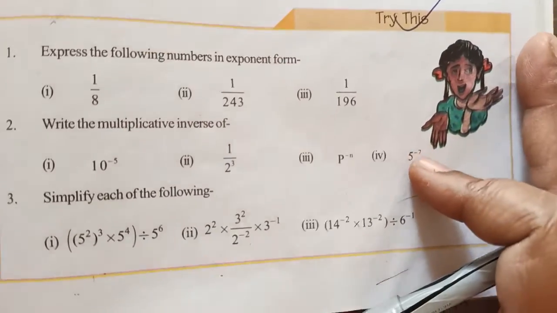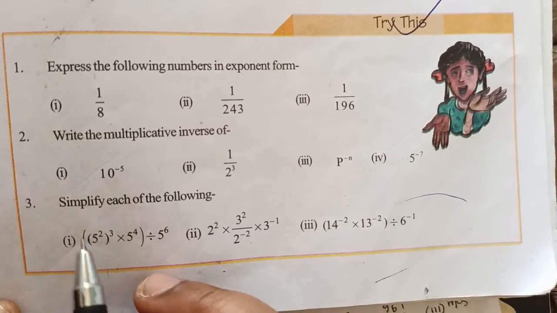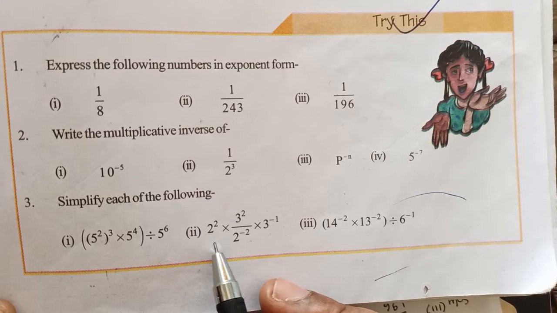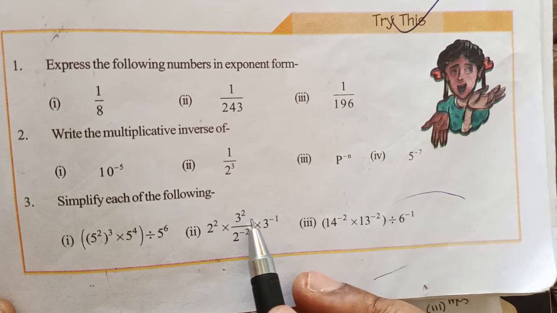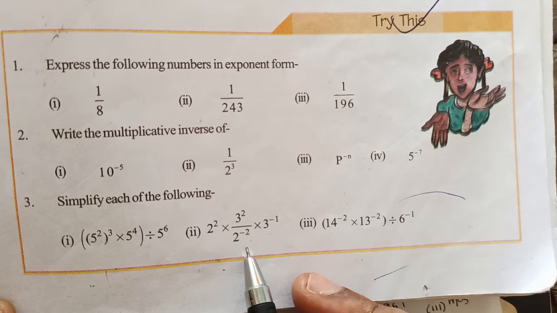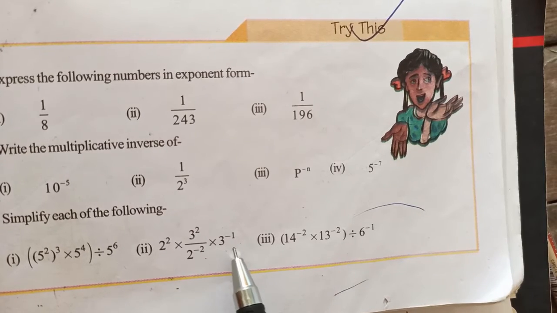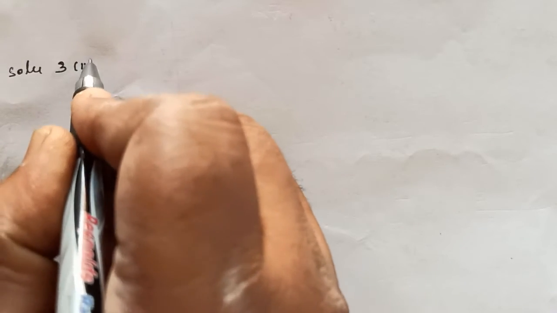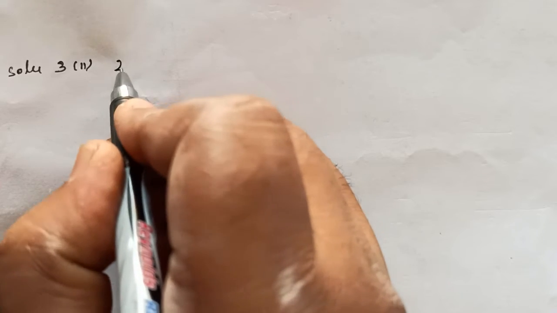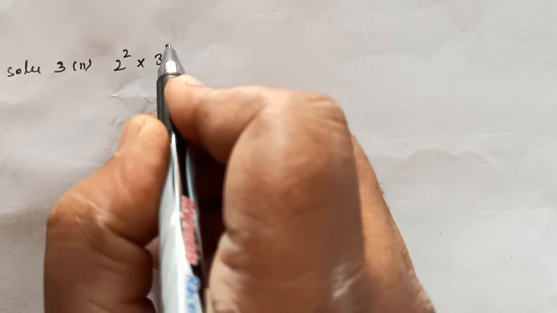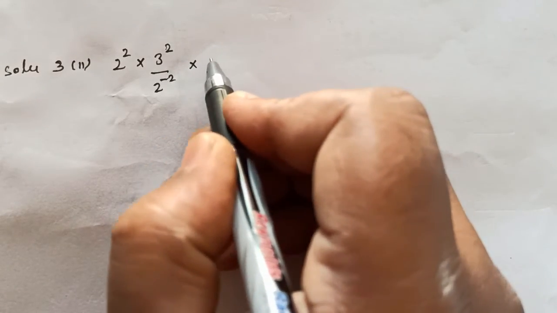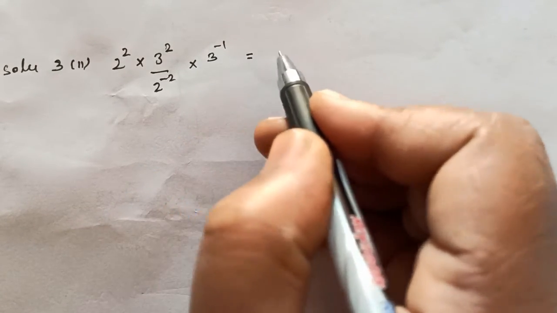Question number 3. Simplify each of the following. Second: 2 power 2 multiply 3 power 2 upon 2 power minus 2 multiply 3 power minus 1. Solution 3, second: 2 power 2, 3 power 2 upon 2 power minus 2 multiplied by 3 power minus 1.